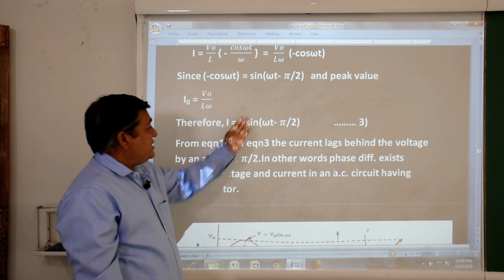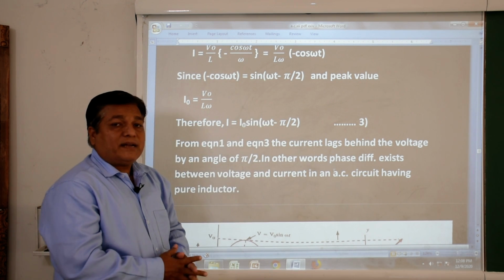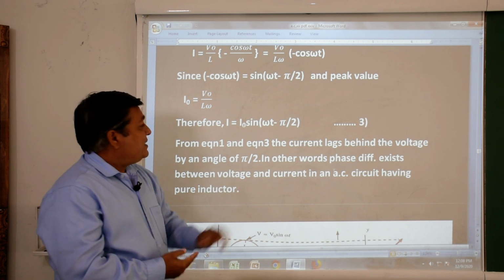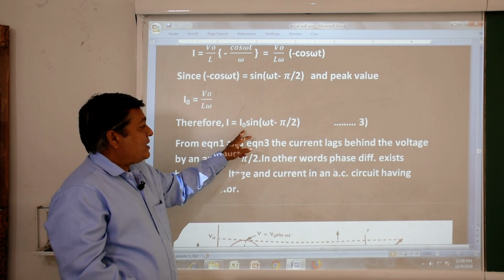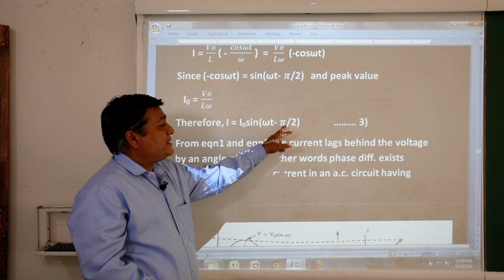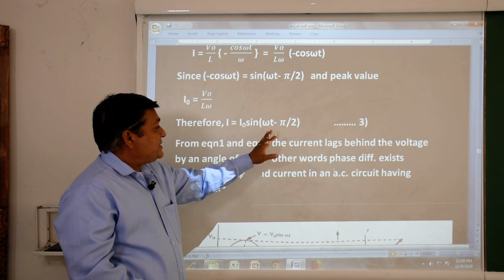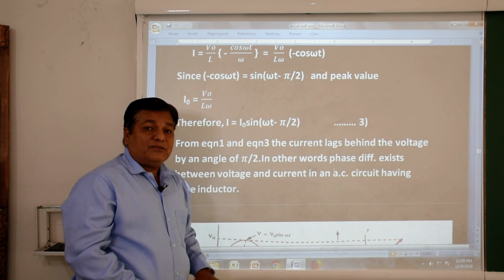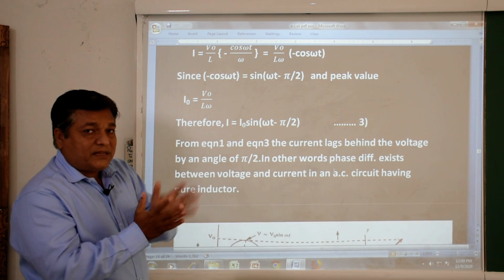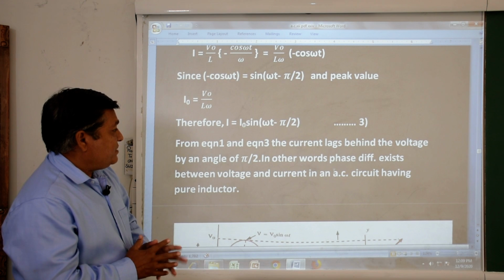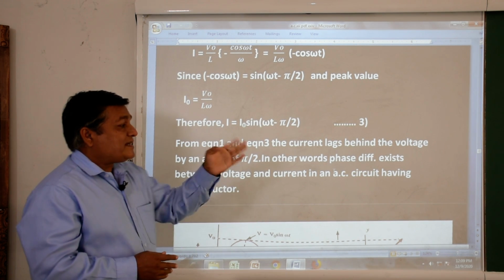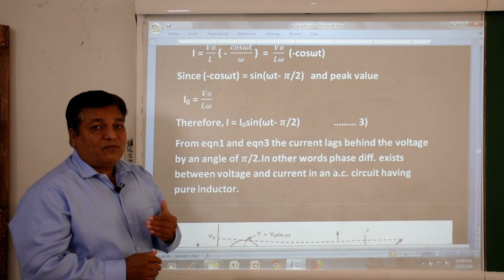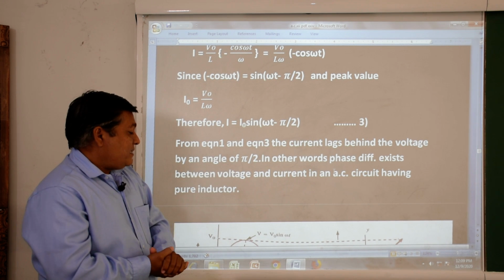From equations 1 and 3, if we compare both expressions, the first equation is V is equal to V naught sin omega t, and the third equation is I is equal to I naught sin omega t minus 90 degree. It means that here the current is behind the EMF by 90 degree when we compare both expressions. By this expression we can say that the current lags behind the voltage by 90 degree, and the EMF or voltage is leading the current by 90 degree.